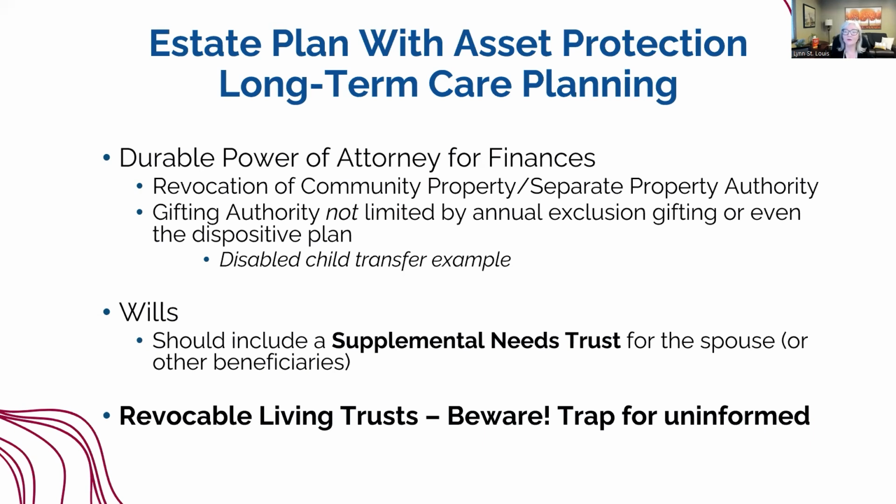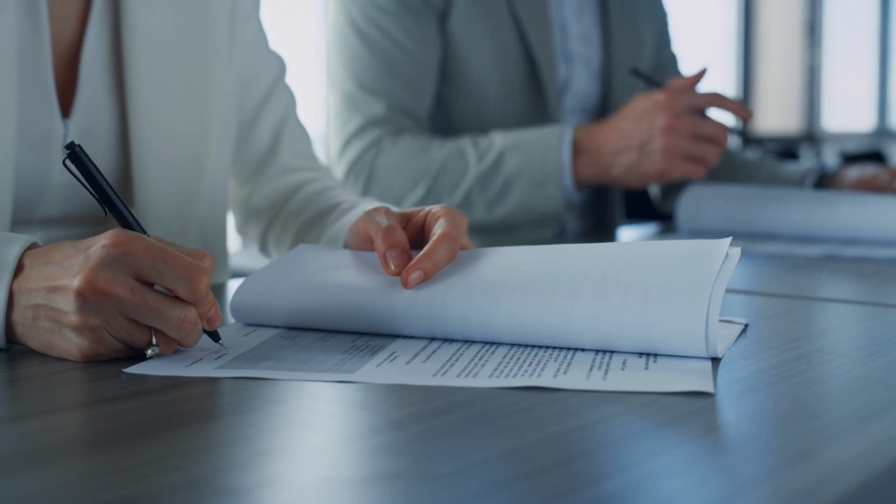And asset protection estate planning will not be a revocable living trust. It will be a will, and it will be a will that has a supplemental needs trust in it for the spouse or for other beneficiaries. So I mentioned that we talk a little bit about a revocable living trust.